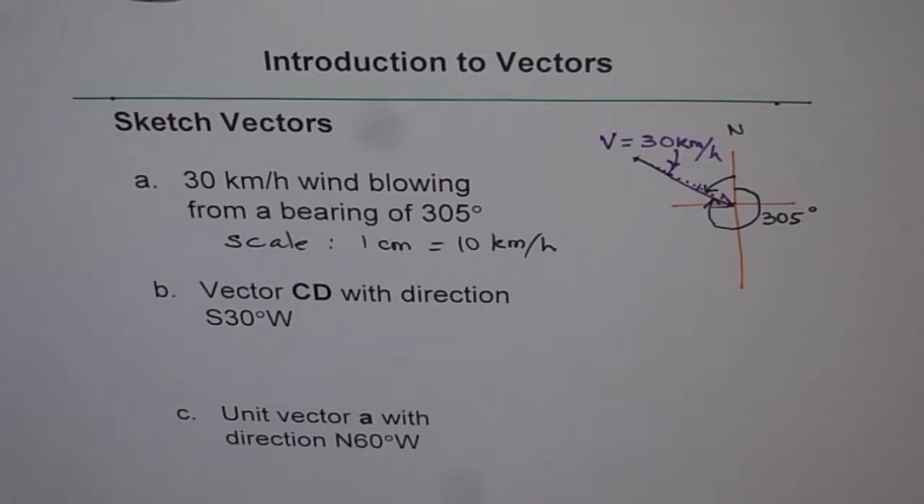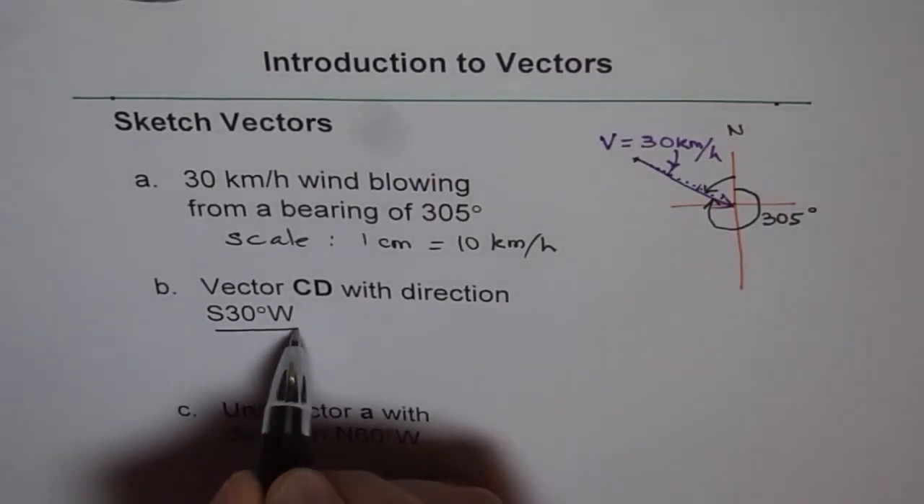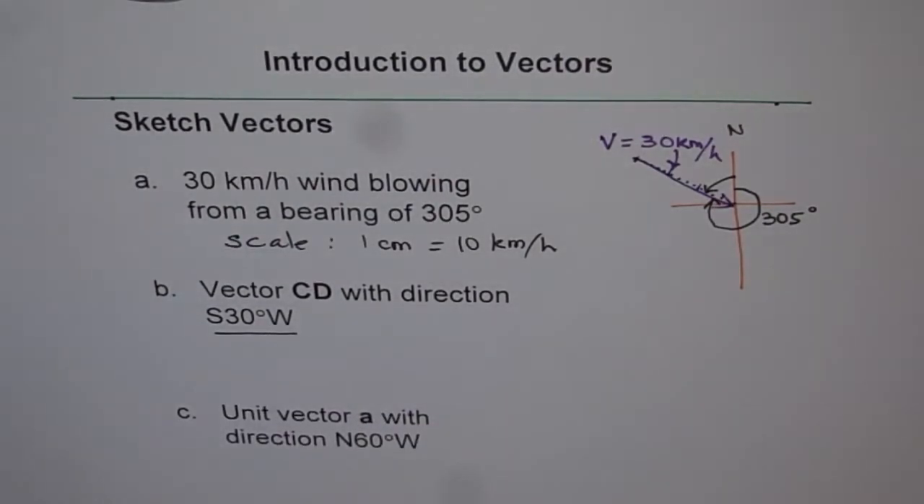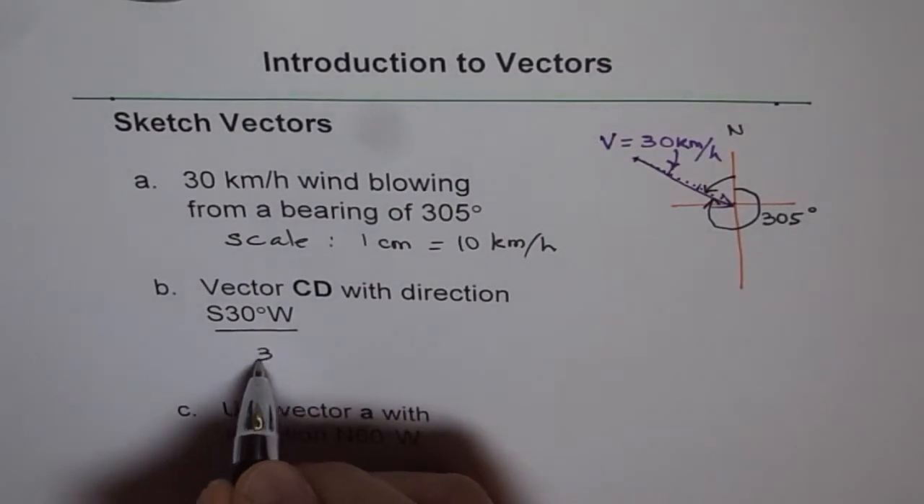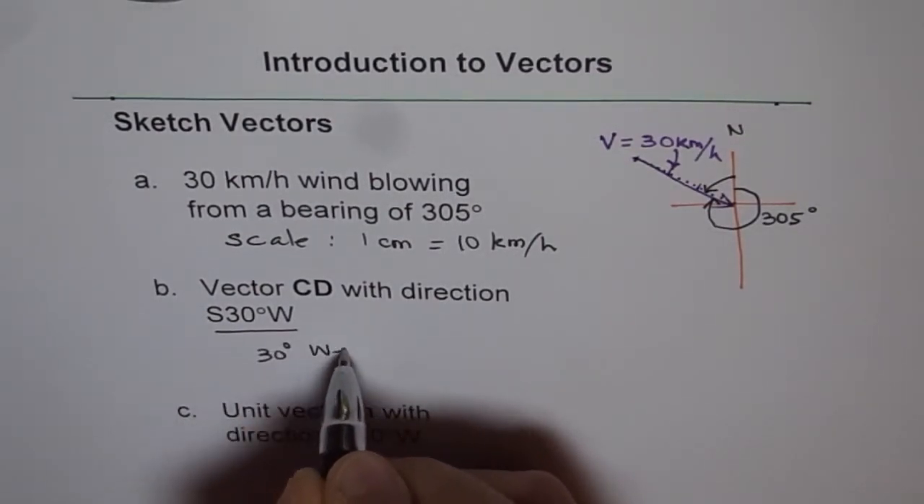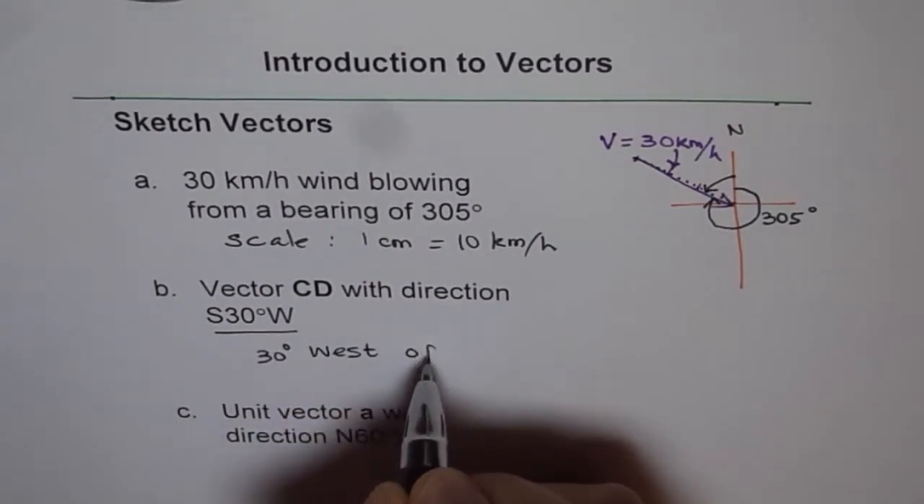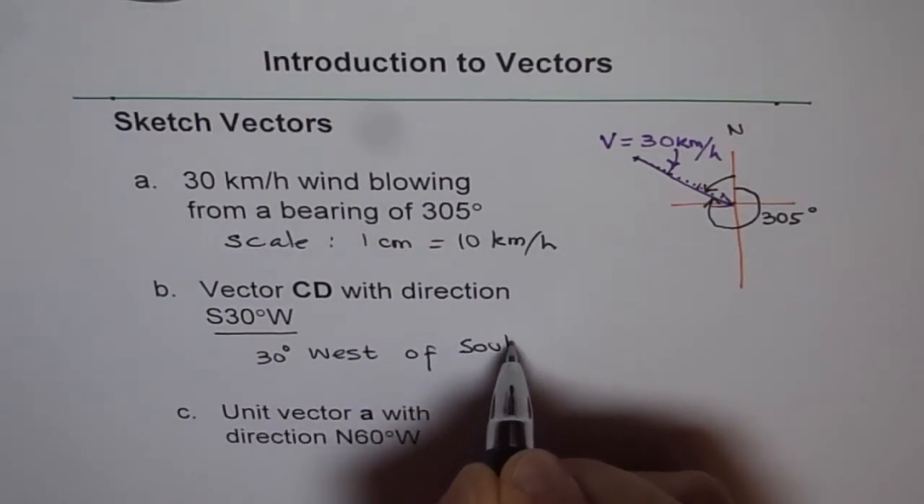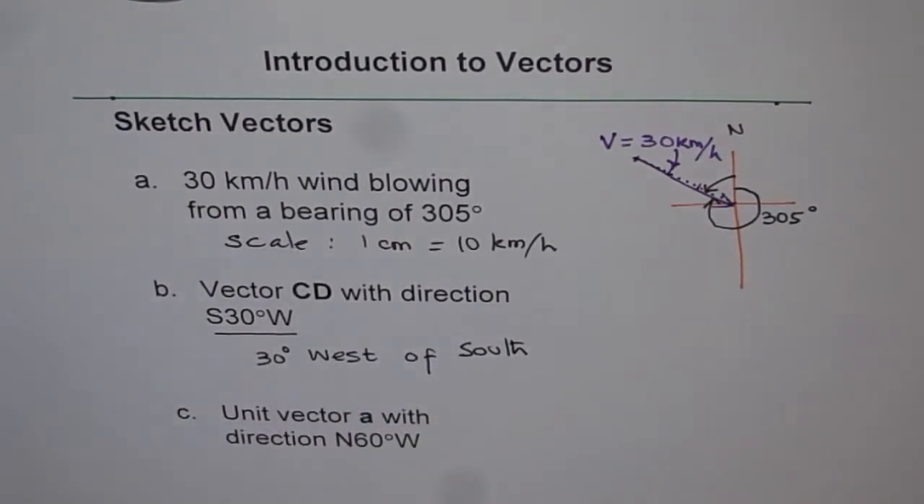And what is a unit vector? Unit vector will have magnitude of 1. So remember that. Unit vector has magnitude of 1. Another thing I want to remind you is how to read this. Since I see many times, it's very difficult. It is 30 degrees west of south. Once you read it properly, it will be simpler for you to sketch, right? So from south you have to deviate 30 degrees towards west, right?